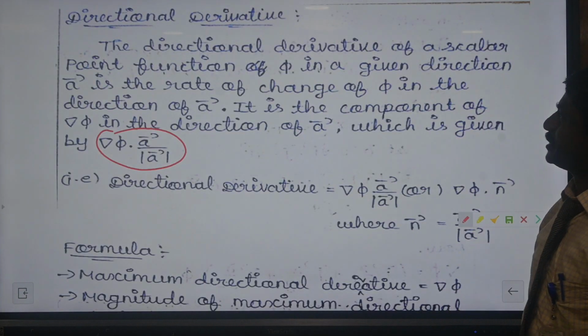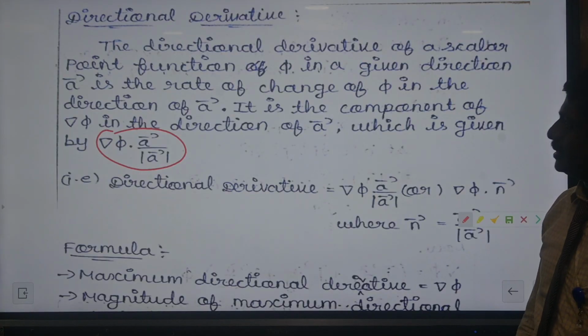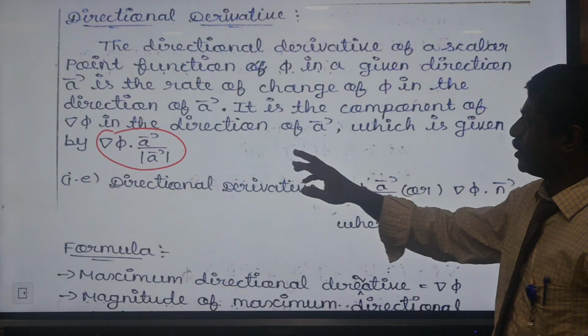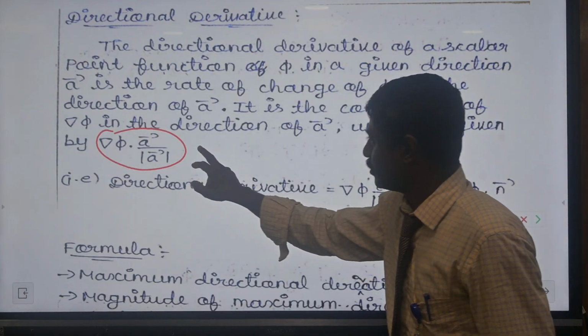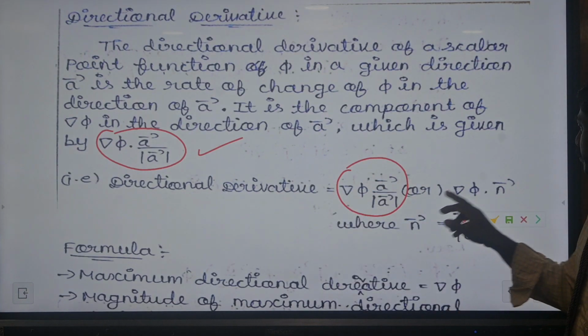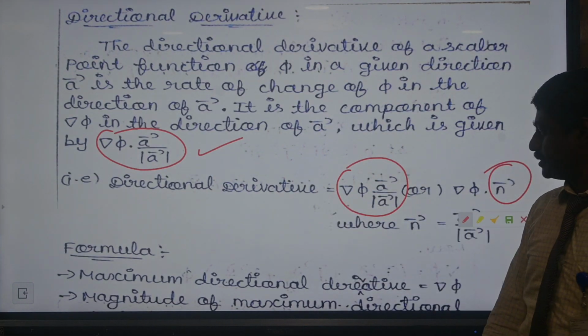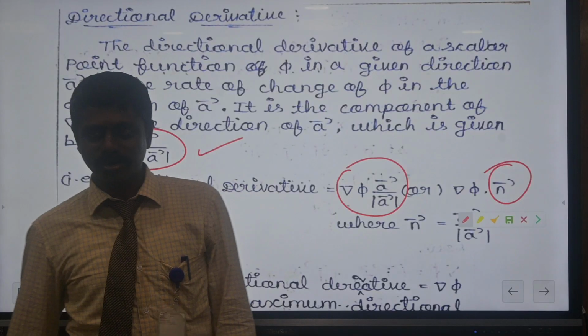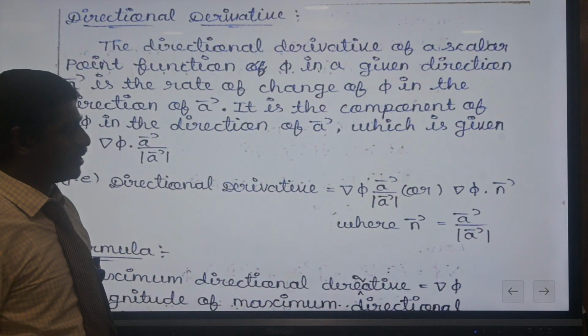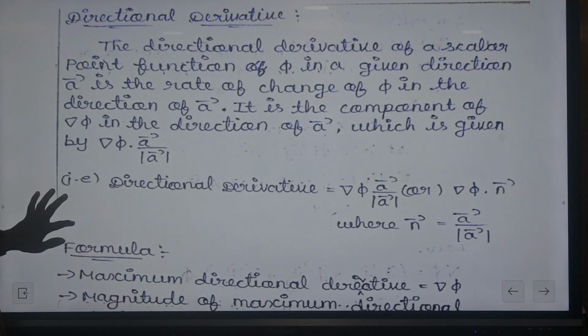The directional derivative of a scalar point function pi in a given direction A is the rate of change of pi. The direction of A vector is a component of del pi. The direction of the vector is given. This is very important: the formula del pi into, sometimes they give n vector instead of A vector by modulus of A vector. You can write n vector equal to A vector by modulus A vector.